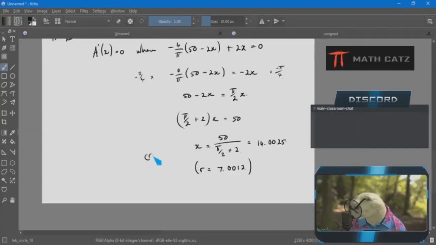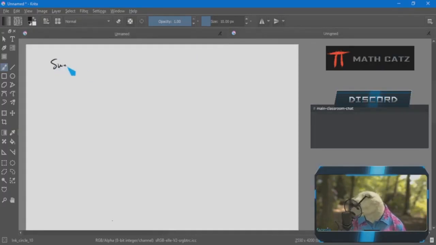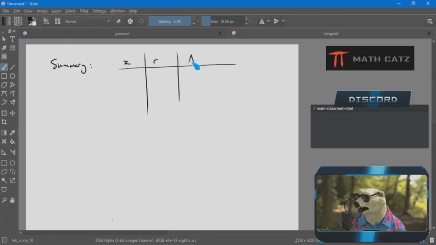Okay, so this is my critical point, or point location. And I will definitely have to find the area. But I also have to make a summary of, let's say maybe x. Maybe I want to go to the original function, whatever version works, right? So my critical point was 14.0025 rounded, and r was 7.0012. Very close, but those decimals could matter.